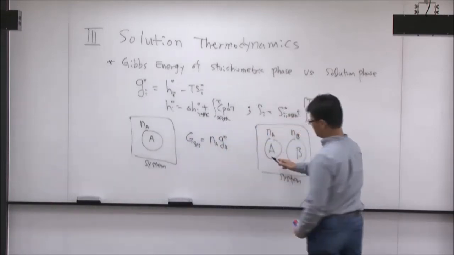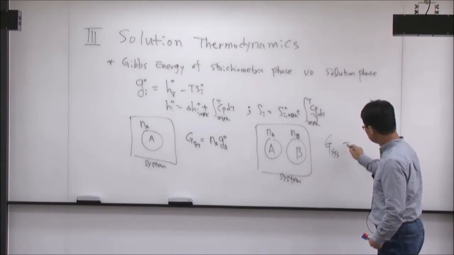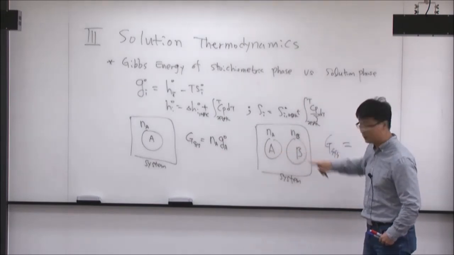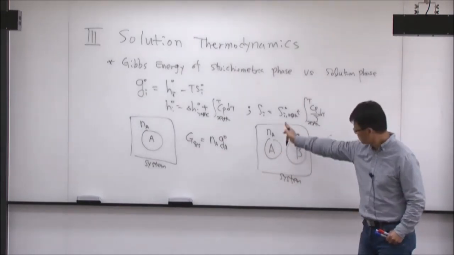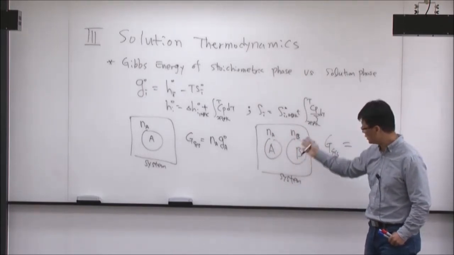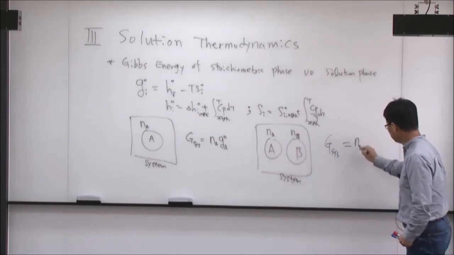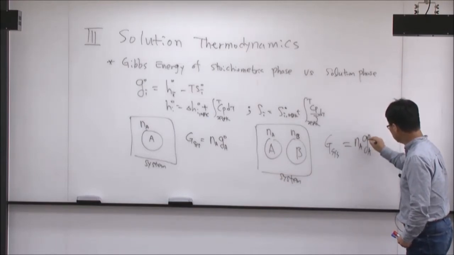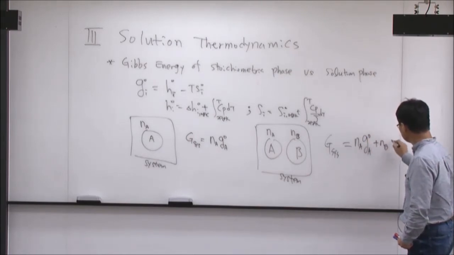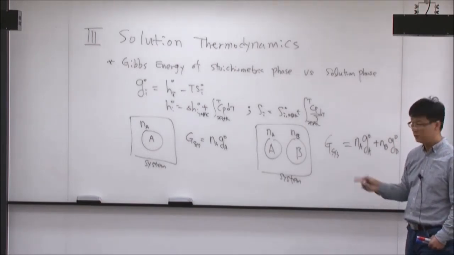Okay? Then the Gibbs energy of the system equals NA moles of A times the molar Gibbs energy of A, plus NB moles of B times the molar Gibbs energy of B. You basically assume that there are two separate phases, which are not reacting at all. So the total Gibbs energy should be the sum of A and the sum of B. So NA times G_A pure, a stoichiometric phase, which is not a solution, plus NB times the Gibbs energy of the B phase. Is it okay? These two are simple.